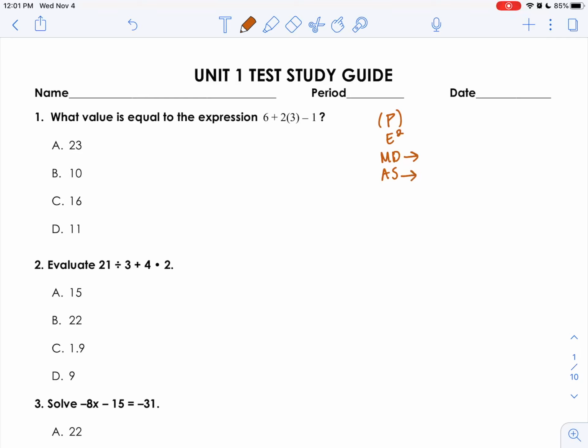So the first thing I'm going to do here, I have addition, I have multiplication here, and I have subtraction, so the first thing I want to do is multiply. 2 times 3 is 6, everything else drops down. Now all I have left is addition and subtraction. Those happen in the same step, working from left to right. 6 plus 6 is 12, minus 1 is 11. So the answer here is D.